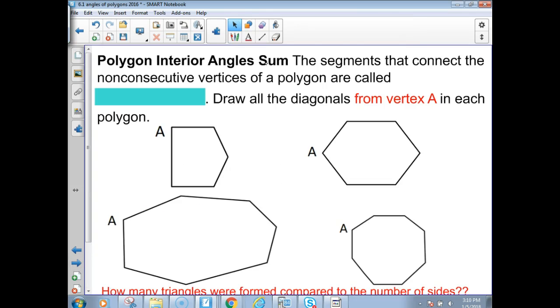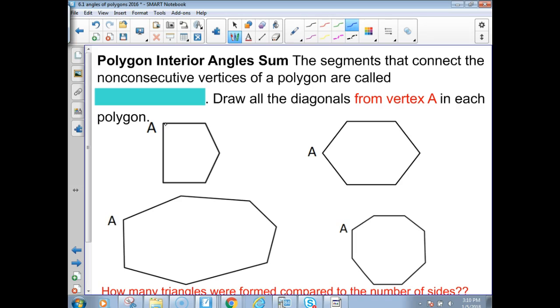Polygon interior angles sum theorem. The segments that connect the non-consecutive vertices. All that means is if you go to the next vertex, you'd get a side. So what they do say is go from that point to one here. From here to here, that's connecting two non-consecutive vertices. Consecutive means one after the other. You wouldn't want to connect that, it's not going to make a diagonal. The thing that we're trying to find is these are called diagonals.